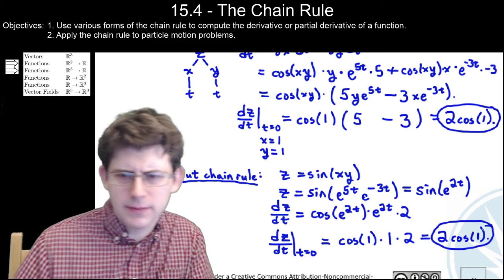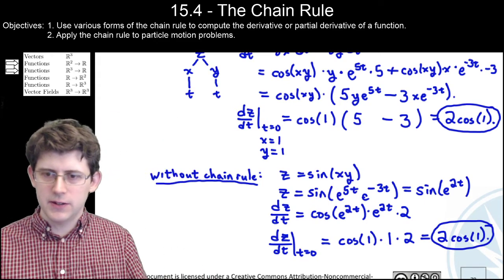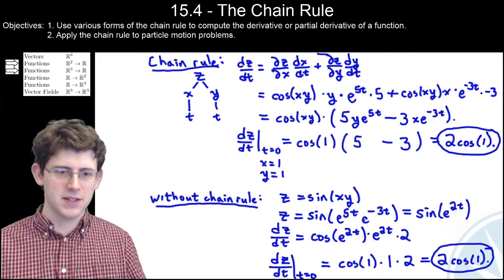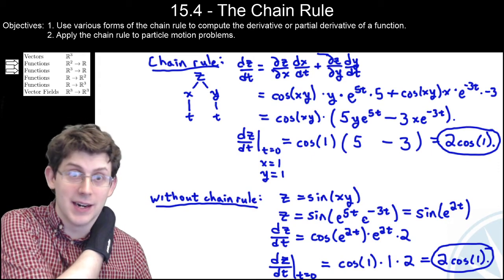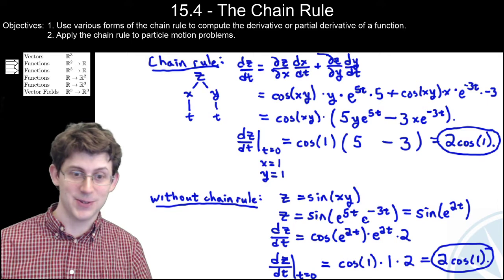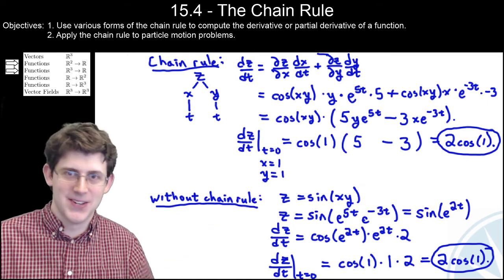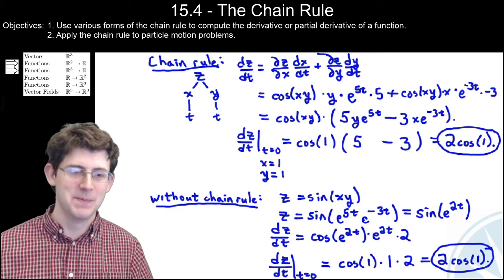So I think when you look at this, your reaction should be, thanks for the chain rule, but no thanks, I'm never using that. I like the other way better. I like the way without the chain rule. It was great. Please leave me alone and don't make me deal with the chain rule ever.